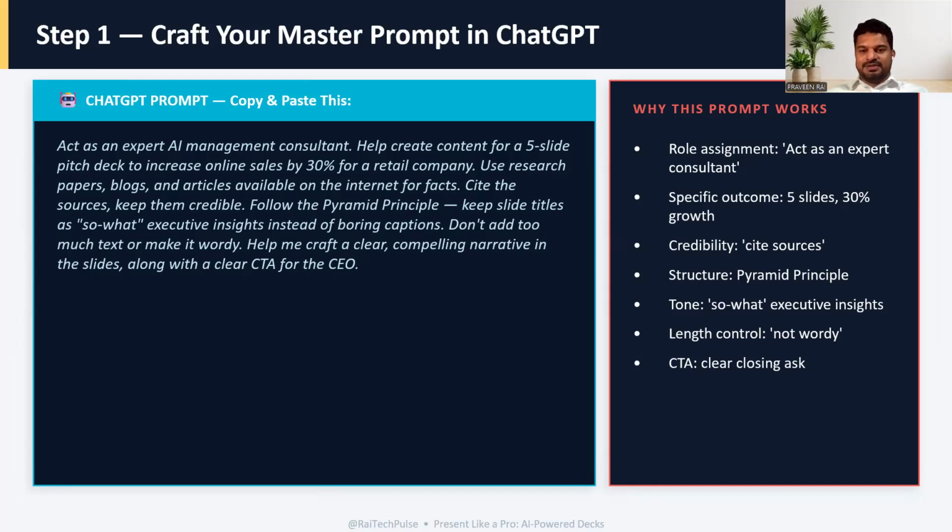Third, the credibility requirement. Use research papers and articles. How genuine is your content? That is also important, right? Cite the sources. This forces ChatGPT to ground its output in real evidence. Fourth, the structure: follow the pyramid principle. So everything is clear in the prompt itself. There is no confusion here, right? We covered this in part one: conclusion first, then evidence. Fifth, the title format: what an executive wants instead of a boring caption. This is a direct application of tip two from part one.